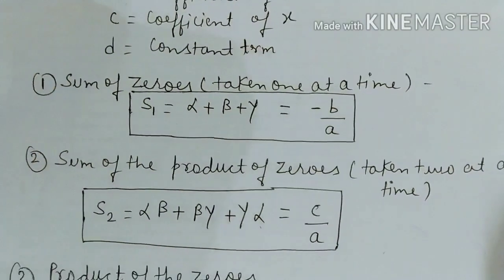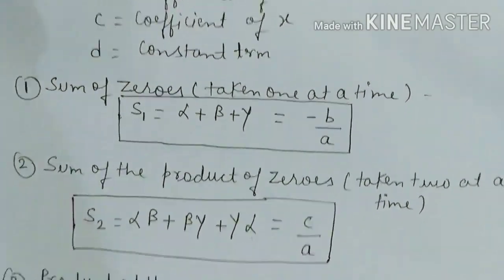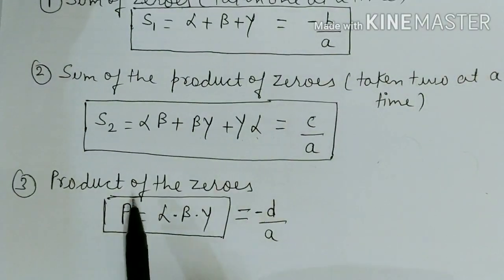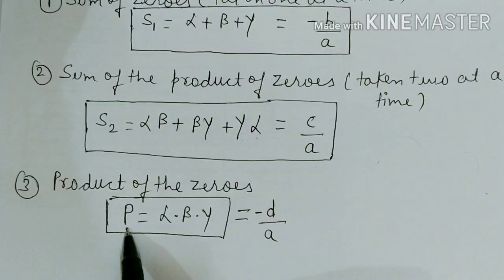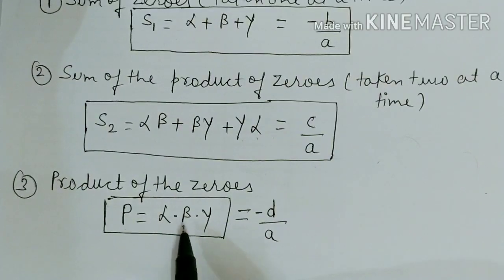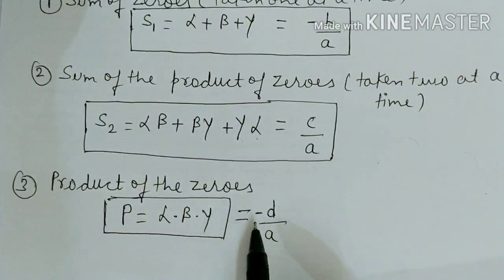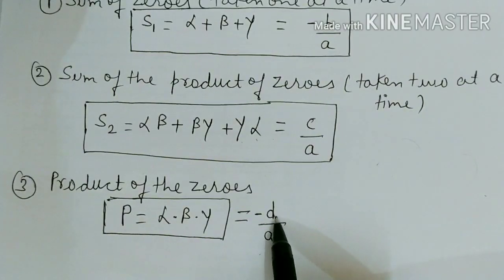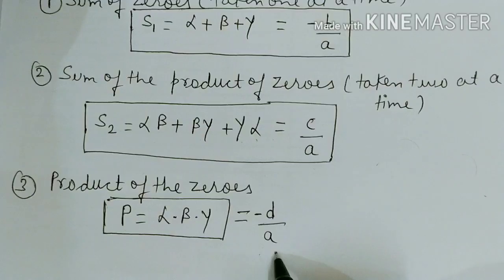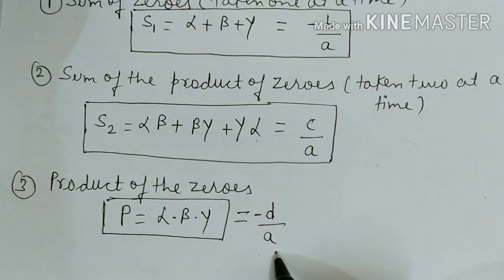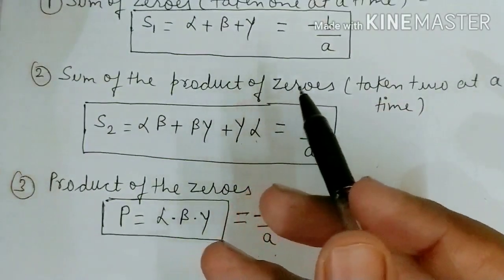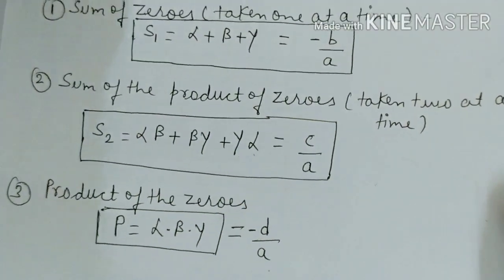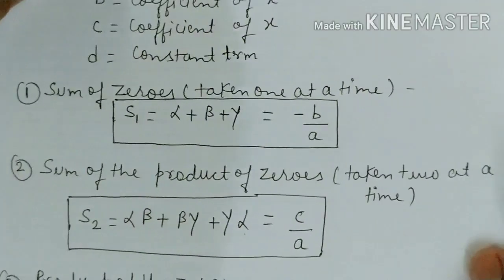And the next one is very simple, that is the product of zeros. What is the product of zeros? The product of zeros will be denoted by P, which is equal to alpha into beta into gamma, which is given by minus D by A, as we know that D is the constant term and A is the coefficient of x cube. Clear? So first make a note of all this in your notebook. Now we are moving towards the question so that the concept will be more clear.